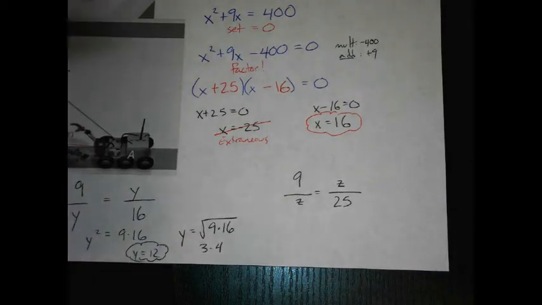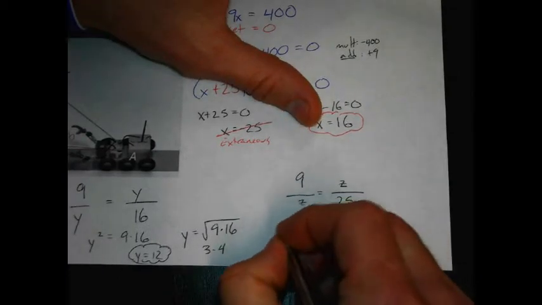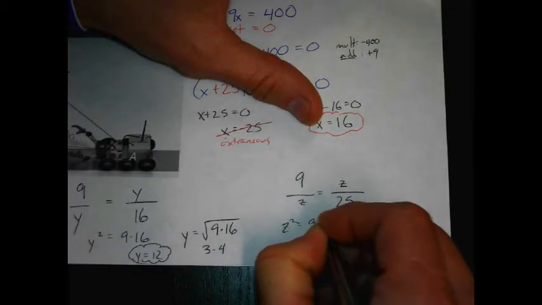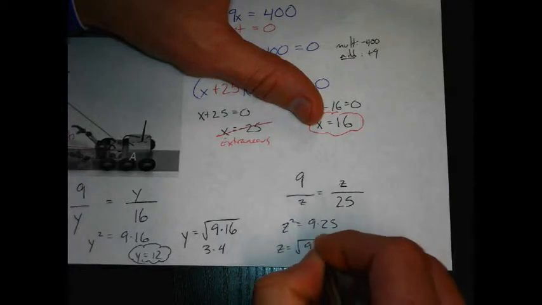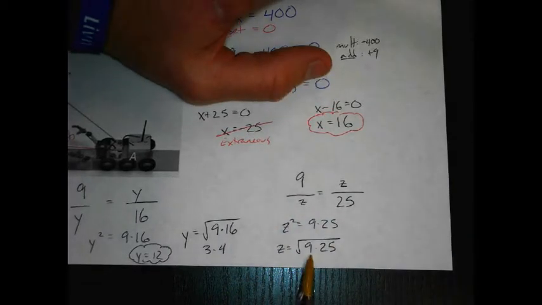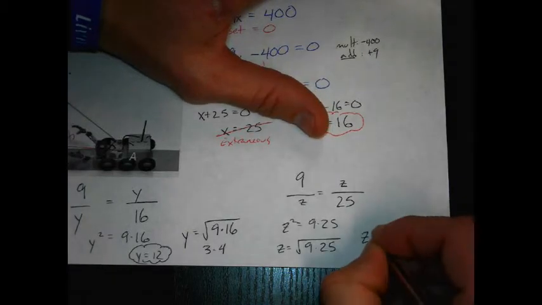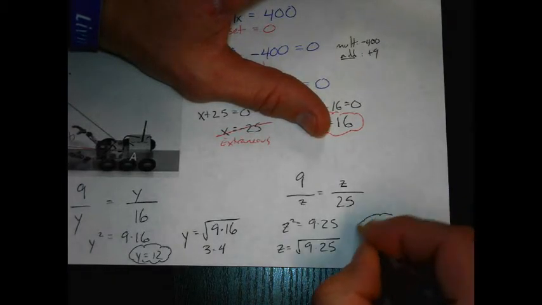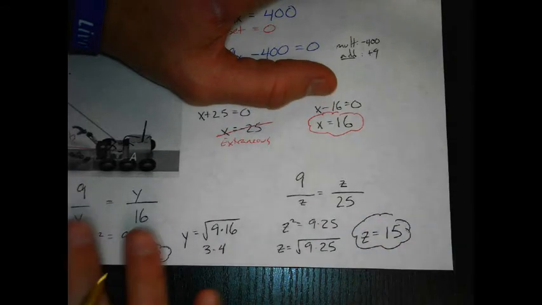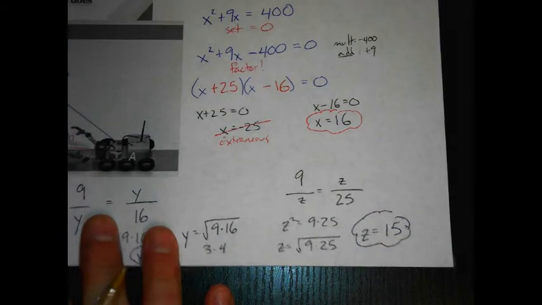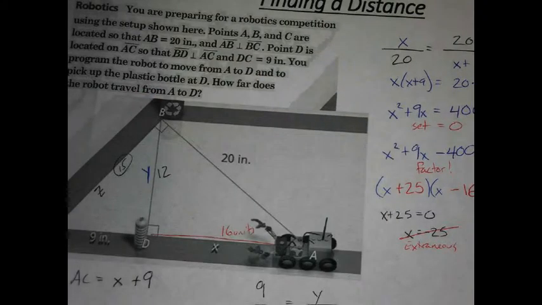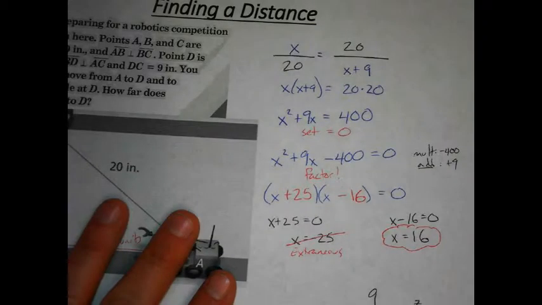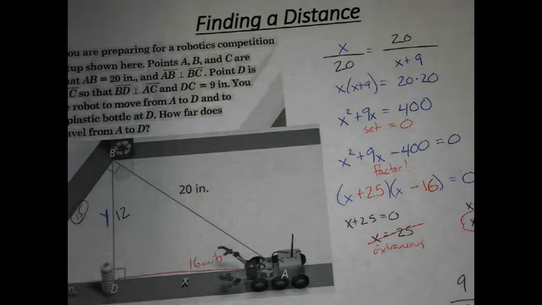I'll do it the same way as the other one. So z squared is equal to 9 times 25. So z is equal to the square root of 9 times 25. The square root of 9 is 3. The square root of 25 is 5. So therefore, z is equal to 3 times 5, or 15. So we can find that as well. 15 units, 12 units, 16 units. These are all of the missing values, and we can use geometric mean to find them.